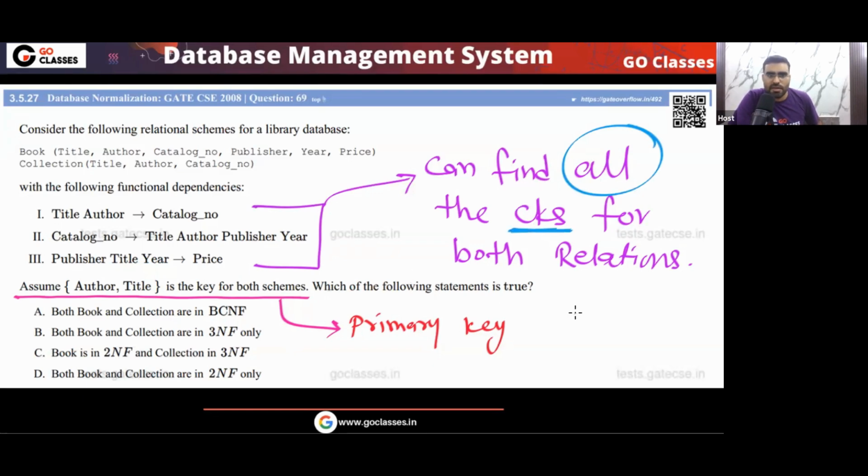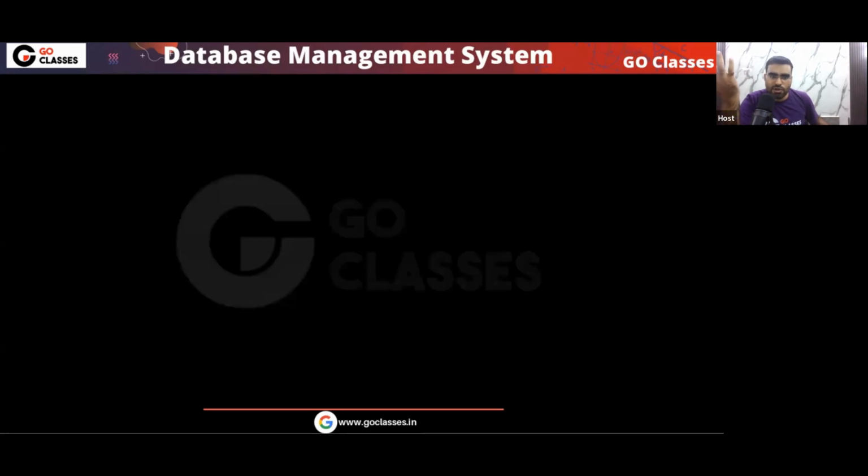Is this clear? So the information that is given to you is actually only for the primary key, that in these two tables, author comma title is the primary key. But the candidate keys we have to find. There can be more candidate keys. I will show you.